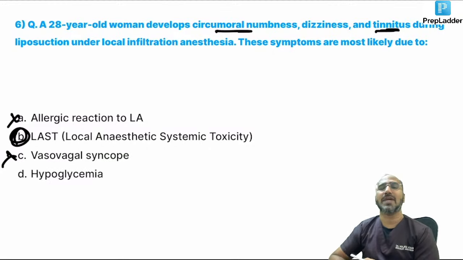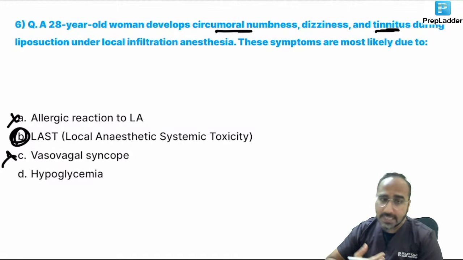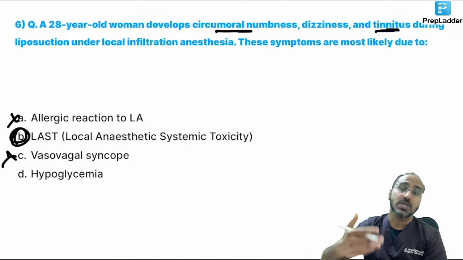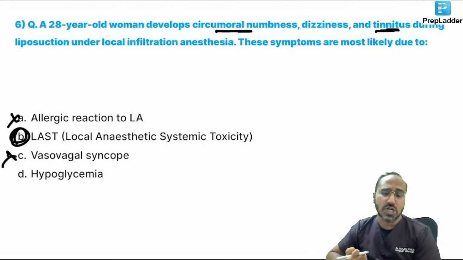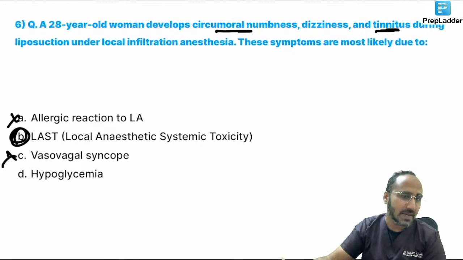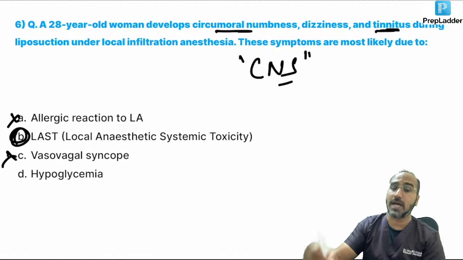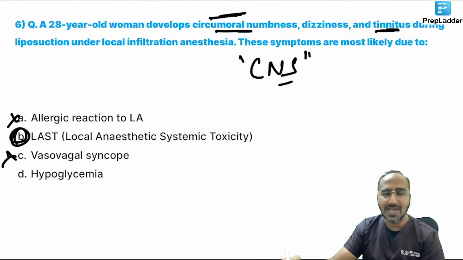Local anesthetic systemic toxicity. When you give a local anesthetic drug and it has gone intravascular, or you have exceeded the dose, or you have given it at a site where it can be easily absorbed into the bloodstream, the patient will develop local anesthetic systemic toxicity. And remember, the first system to be involved is the central nervous system. The first sign of CNS involvement is that the patient complains of circumoral numbness.